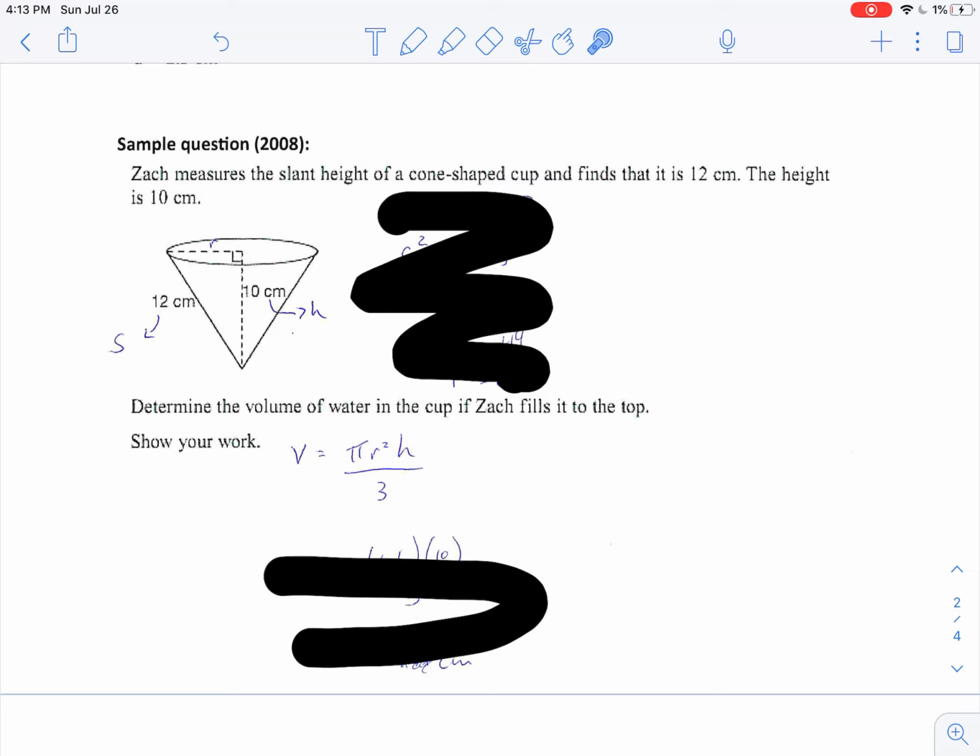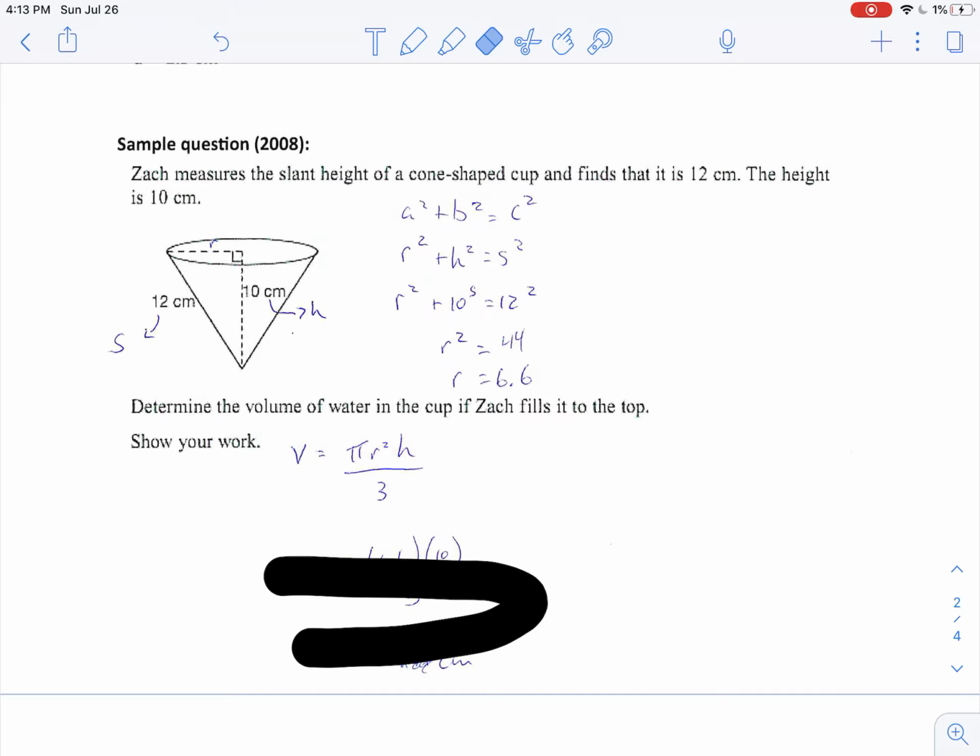So I need to find a couple things first. I can't go ahead and do this because I don't have my r, so I need to find my radius value first, which I can do using the Pythagorean theorem.